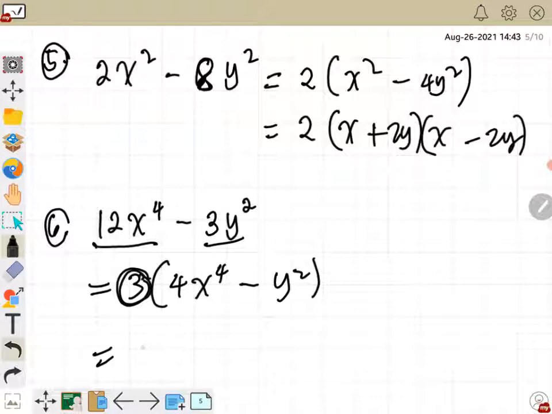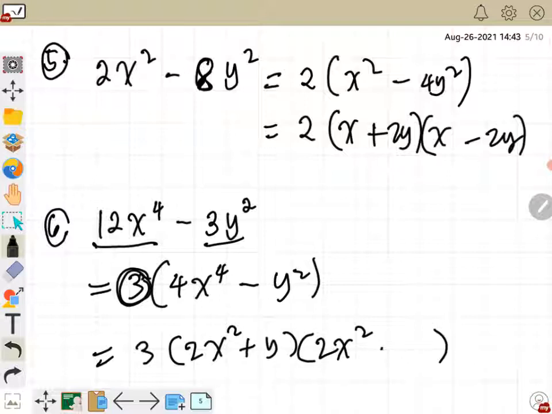So we can continue with 4x to the 4th. We can split this into 2x squared, then the y squared, we can split into plus y and minus y. So this is our complete factor.